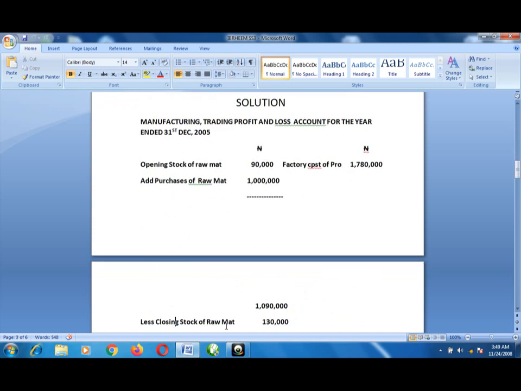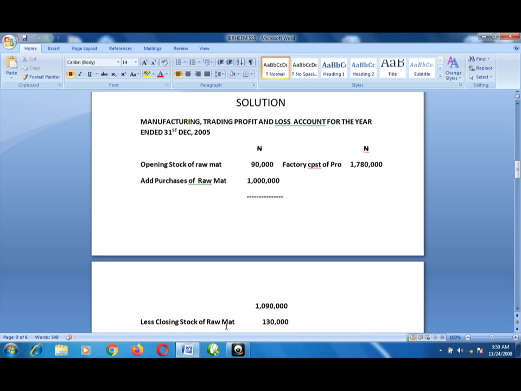And to start with the manufacturing, trading, profit and loss account, remember you have two or three accounts joined together. Manufacturing is one aspect, trading account one aspect, profit and loss account another aspect. And to begin with the manufacturing account, you have an opening stock of raw materials. When you are given the opening stock of raw materials, that one will appear under the major body of the trial balance. That's why you are given the raw material stock at 31st December 2004, 90,000 naira, then purchases.